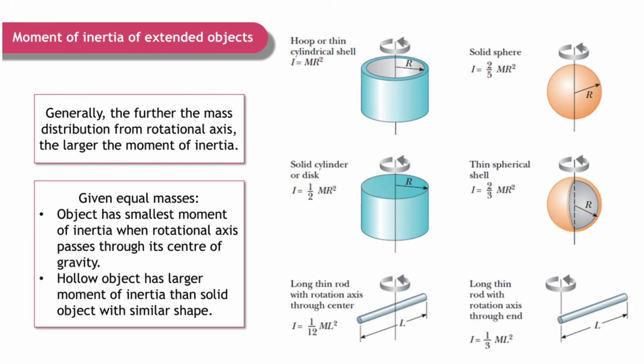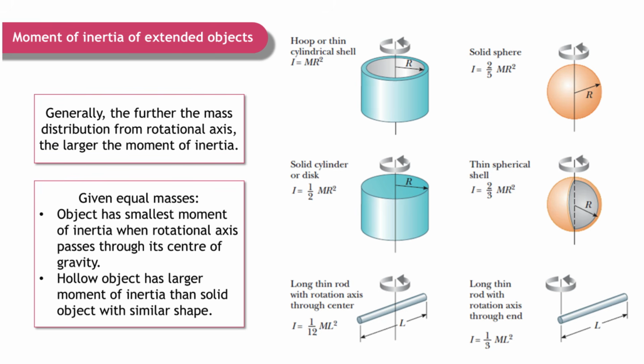In contrast, the solid disk has more mass closer to the center, making it easier to rotate. The same idea applies to a solid sphere and a thin spherical shell. Since the shell has more of its mass farther from the axis, it has a larger moment of inertia than the solid sphere. Now look at the long thin rod.